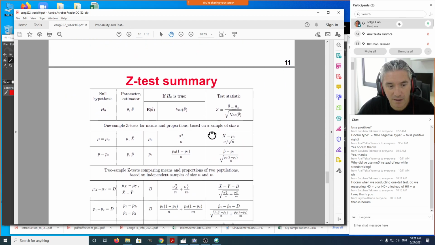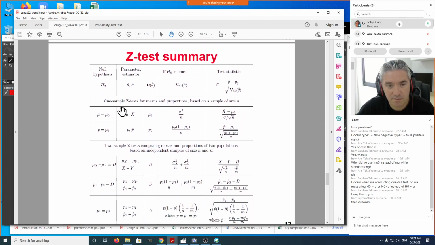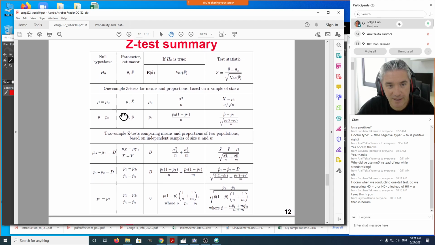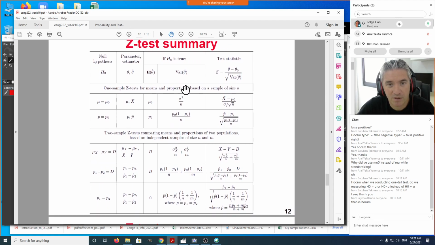And here, this is the z-test. This table from the book describes everything. When we're testing a null hypothesis about a single population, we may be checking the population mean or population proportion. What we will be doing is computing the standard error.